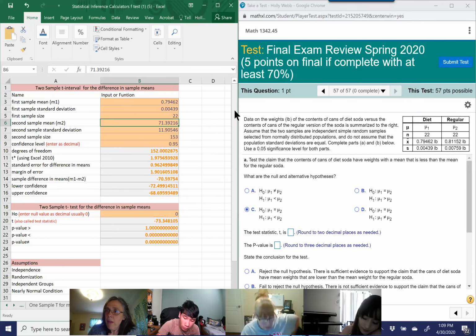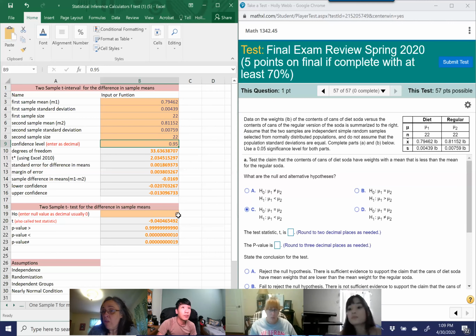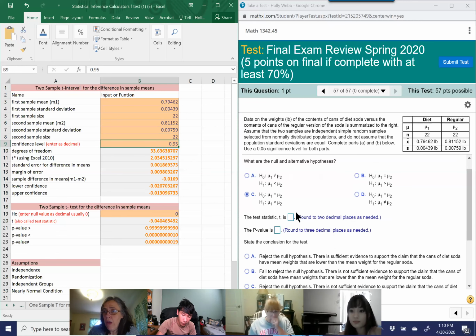All right, now the second sample mean is the regular soda. That's going to be 0.81152. The second sample standard deviation is going to be 0.00759, and the 22 again for the sample size. And this is a 0.05 significance level, means a 0.95 confidence level, so that's right. Because our normal null hypothesis will be that the means are equal to each other or that their difference is 0, I'm going to leave a 0 there and not worry about that, and I'm going to continue.